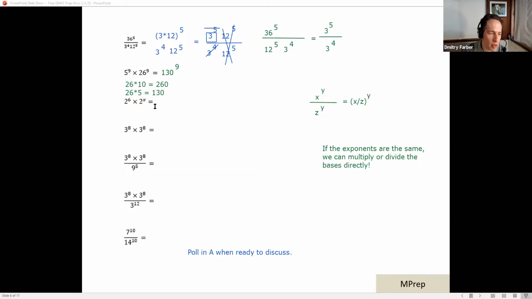Next one is just like we were doing before, 2 to the 6 times 2 to the x is just 2 to the 6 plus x, whatever that is. Now, the next one with 3 to the 8th, notice that I had this show up a couple times in different forms. So I actually have some options. What's one way I could combine 3 to the 8th times 3 to the 8th? What's a potential answer?